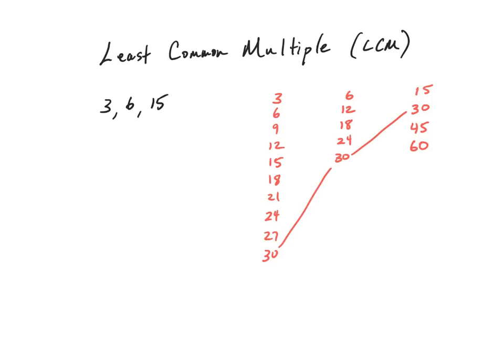So 30 is the smallest number that is a common multiple of all three numbers. It is said to be the least common multiple of 3, 6, and 15.